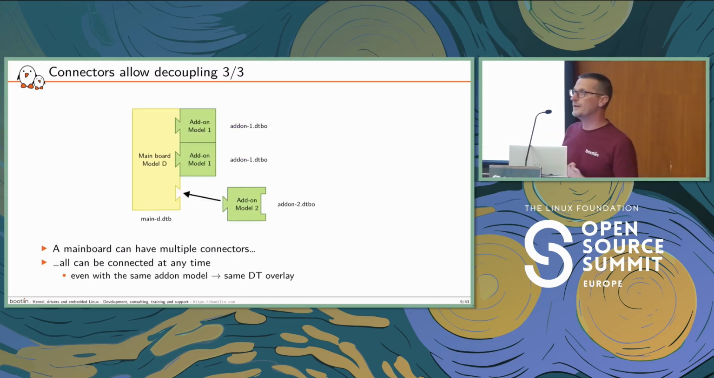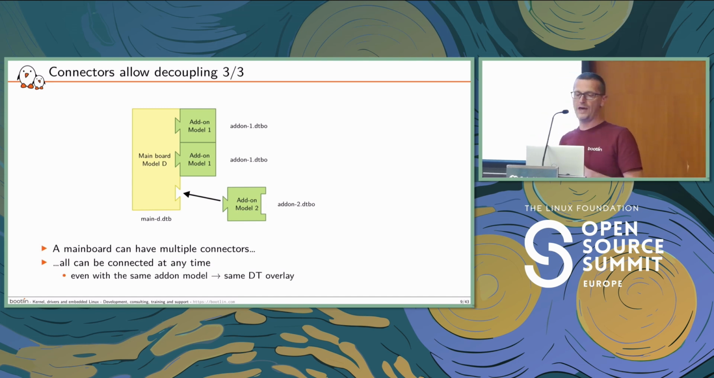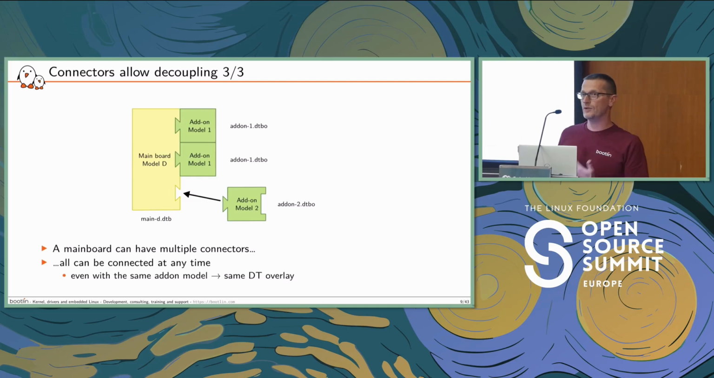Finally, there are cases where you have a mainboard with multiple connectors of the same type or even different types, and you can connect at any moment add-on boards to any of these connectors, and potentially the same add-on model can be connected on multiple connectors at the same time. So it looks like the correct idea to use the same device tree overlay to describe each add-on model.